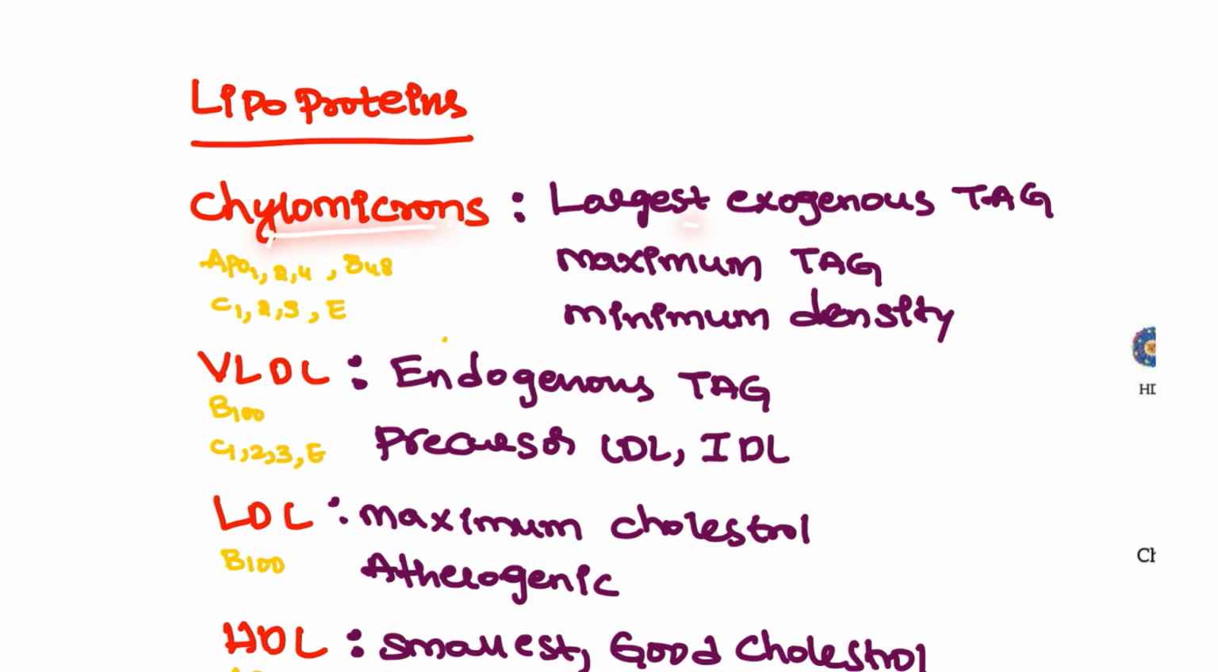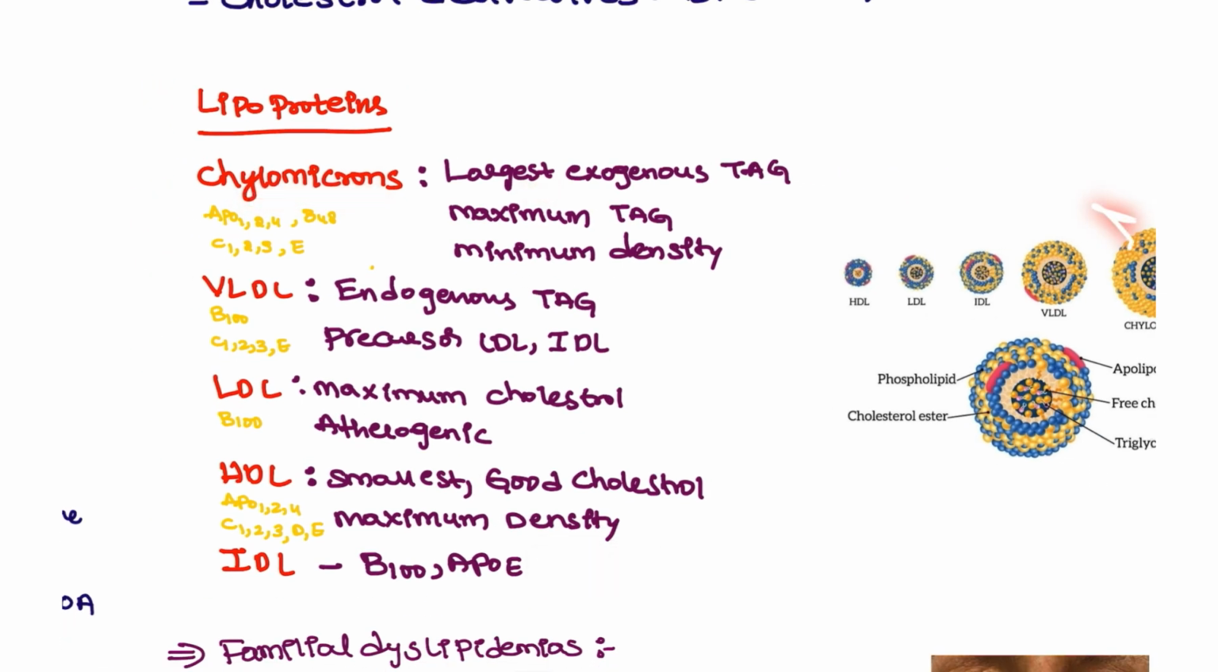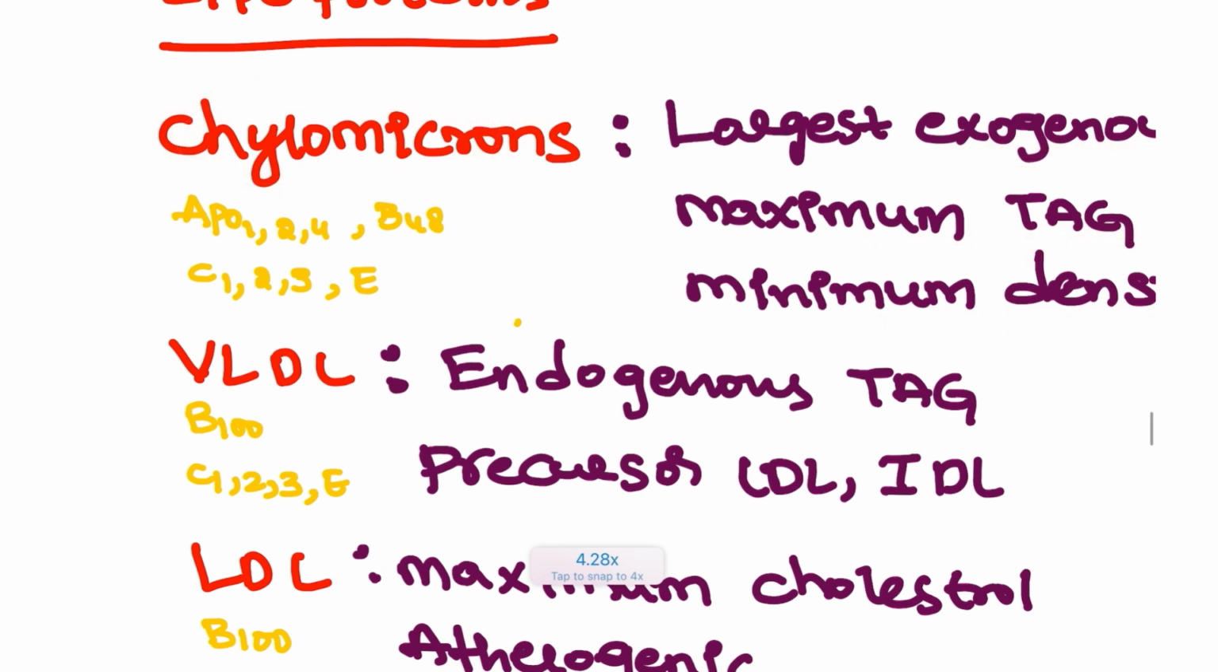Chylomicrons are the very largest, exogenous type, with maximum triglycerides and minimum density. And what are the apoproteins associated? Apo A1, A2, A4 and B48, C1, C2, C3 and E are the apoproteins that are present.